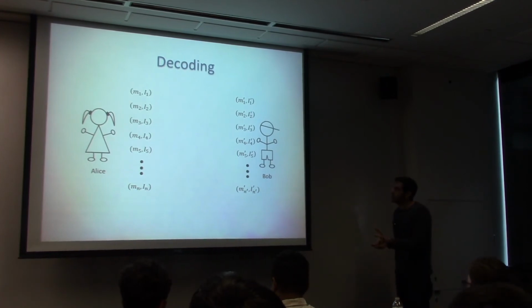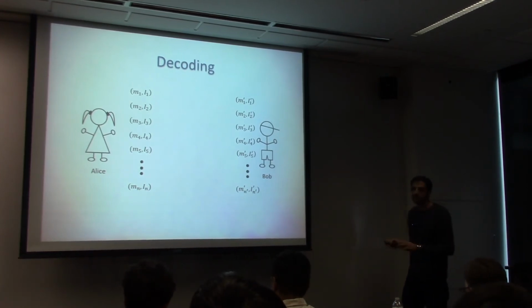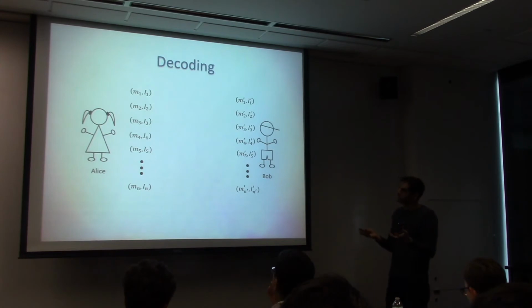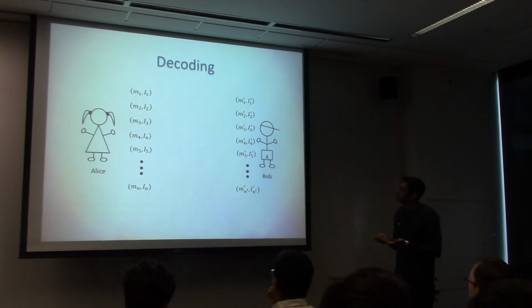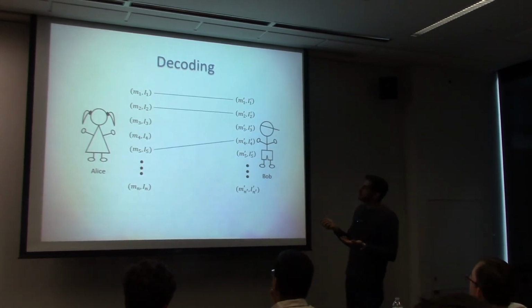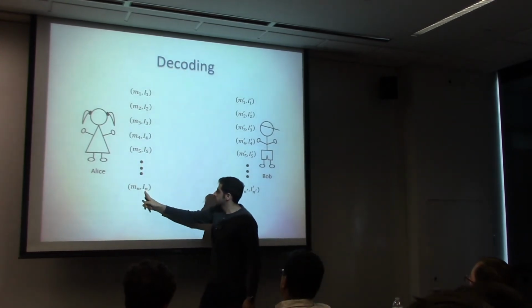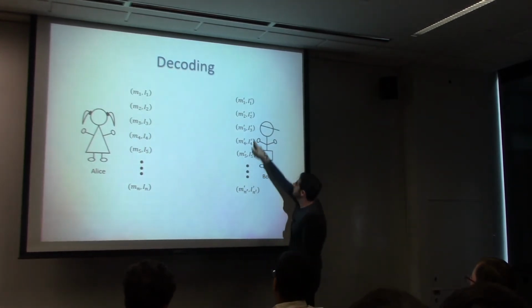I'm just going to describe the algorithm really quick. The details are not super important. I just want to show you that the algorithm is really simple. What Bob does is, he knows what this synchronization string is. So he knows the second part. He knows what to expect here on the second position.